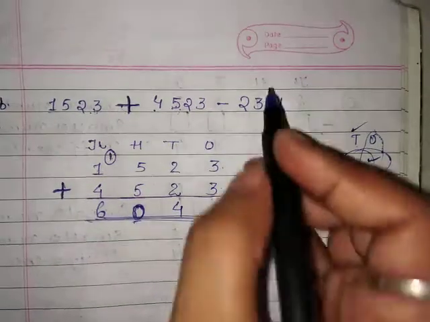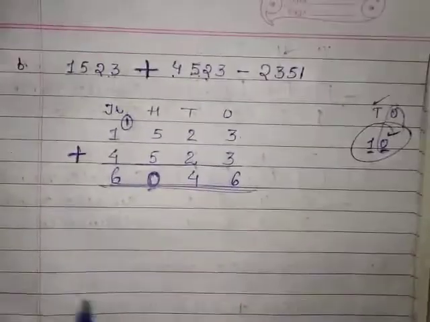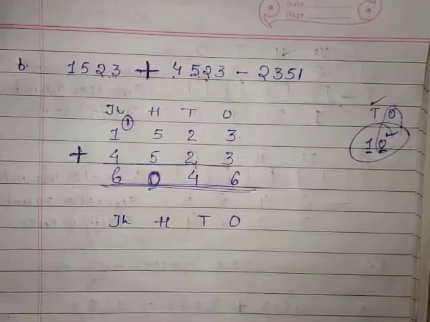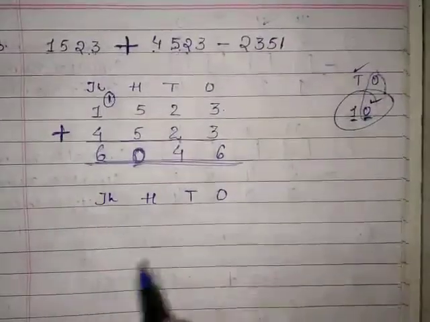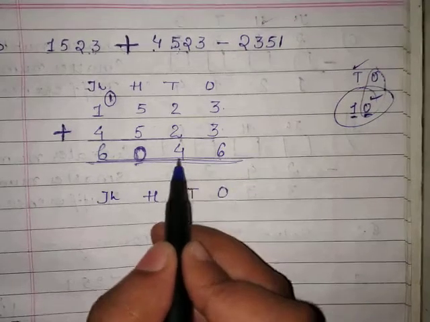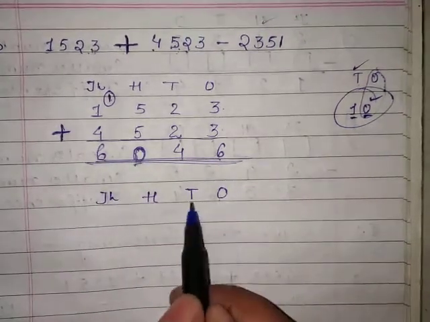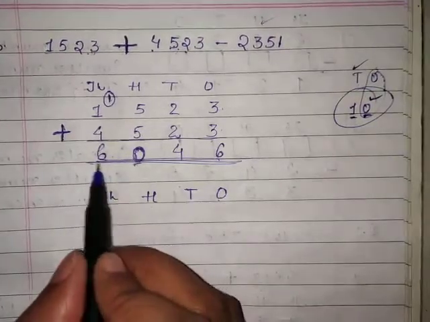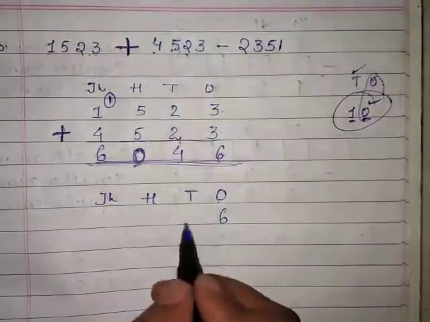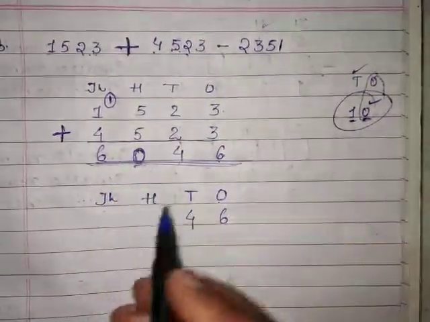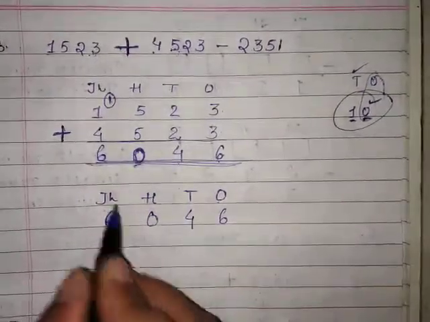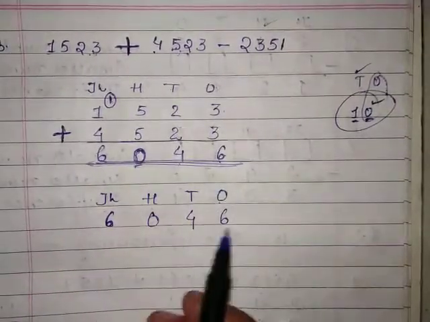Now this number is left. So again what we have to do? We have to write the places. See, ones, tens, hundreds, thousands. Now which number is at the ones place? 6. Which number is at the tens place? 4. Which number is at the hundreds place? 0. Which number is at the thousands place? 6. So we have to write 6046.